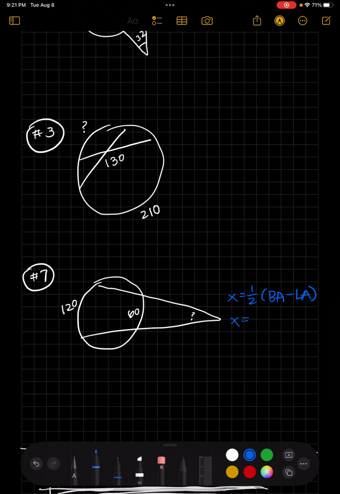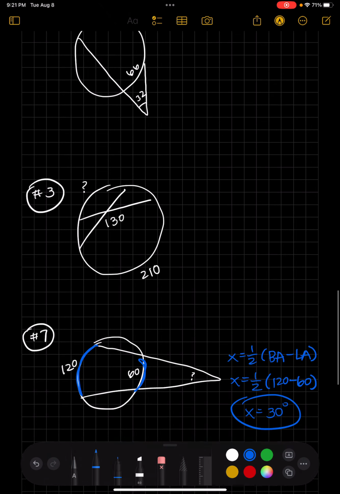So it's going to be x is equal to 1/2. My big arc is this chunk right here, so that's 120, minus my little arc, which is this chunk right here, which is 60. I plug that in and I end up with x is equal to 30. So my answer is x is equal to 30 degrees. Super easy. Now let's go back up to question number 1.